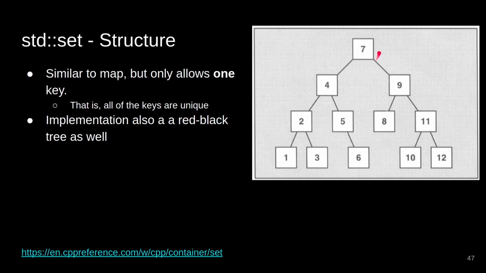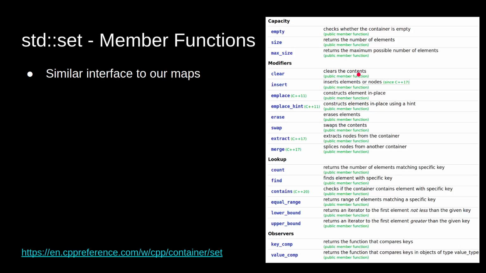So that could be one instance to use a set, or maybe one application for a job. You don't want Mike applying many times so that I fill up the entire data structure. I just want Mike Shaw to apply once in the job application database. Okay, so some similar member functions.